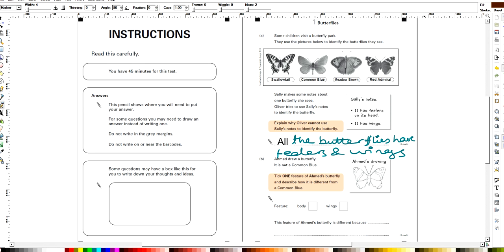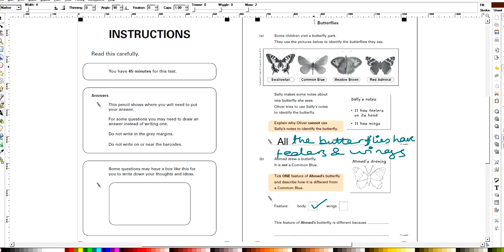Now, Ahmed drew a butterfly. It is not a common blue. Tick one feature of Ahmed's butterfly and describe how it is different from a common blue. So we're going to choose. So, for example, if you choose body, you can tick that one. So how is this one different than a common blue? How would we describe the body? The common blue is what?